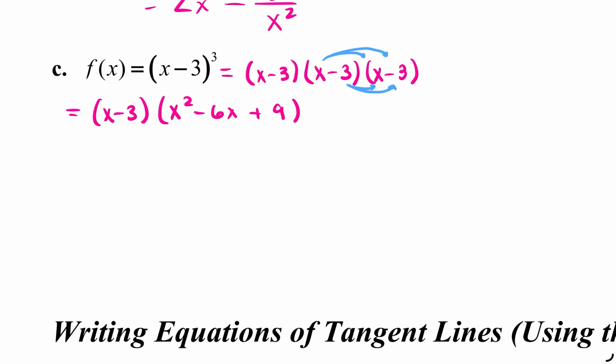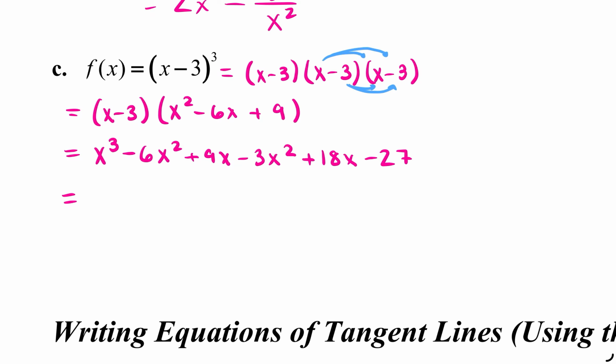Okay, now I got to repeat distribute all this. So I'm going to start with the x. X times x squared is x cubed. X times negative 6x is negative 6x squared. And the x times 9 is plus 9x. Okay, let's move over to the negative 3. Negative 3 times x squared is negative 3x squared. Negative 3 times negative 6 is plus 18x. And then negative 3 times 9 is negative 27. That's a lot. Let's simplify what we can there.